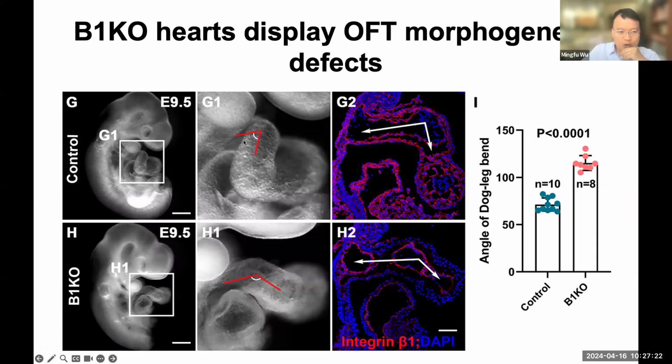That is in the control, you can see the dark lake. You can see the dark lake here, the display angle. The angle is about 70 degrees. But in the knockout, you can see the angle is actually more than 100. This actually suggests there is a progenitor cell differentiation defect, and it usually indicates an outflow tract morphogenesis defect.